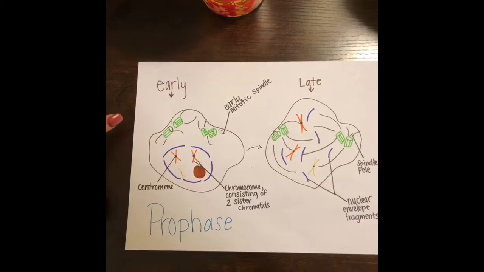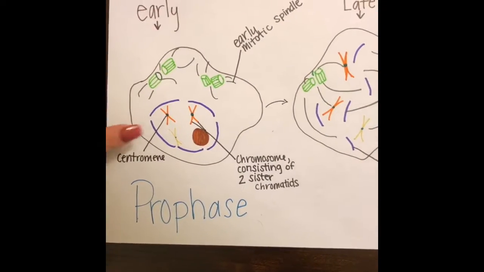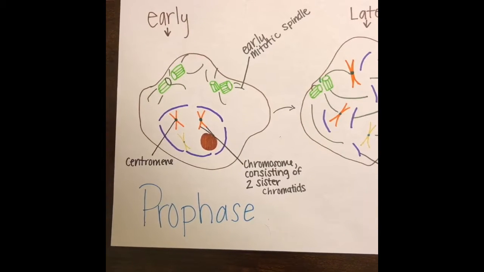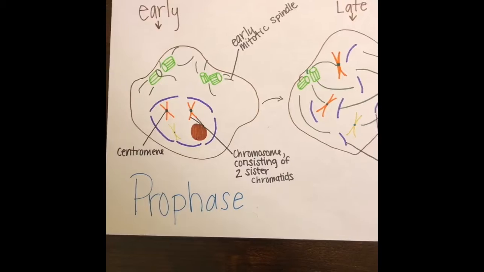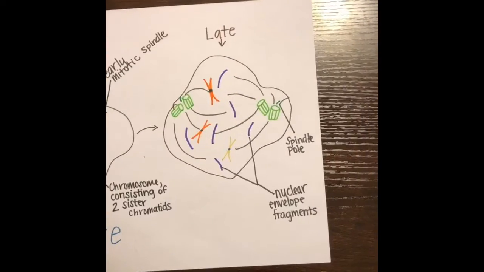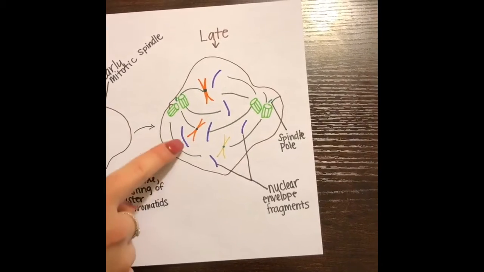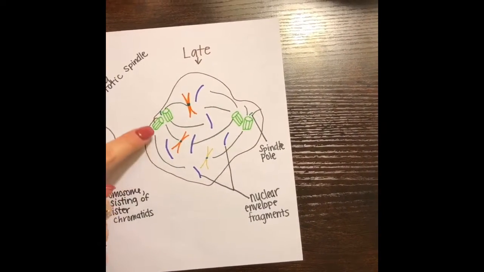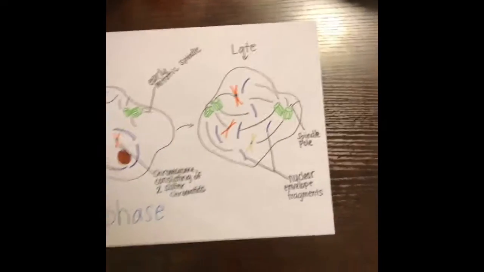In early prophase, centrioles begin to move away from each other, and two sister chromatids are now visible. The nuclear envelope also starts to disappear. In late prophase, or prometaphase, the nuclear envelope is fully dispersed, and the spindle apparatus begins to form. Now that completes prophase.